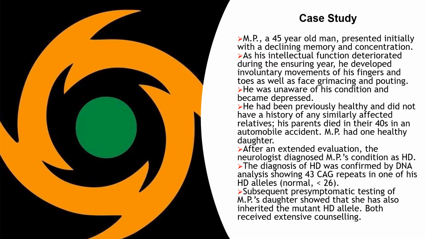After extensive evaluation, the neurologist diagnosed MP's condition as Huntington's. The diagnosis was confirmed by DNA analysis showing 43 CAG repeats in one of his HD alleles. The normal range is less than 26. Subsequent pre-symptomatic testing of MP's daughter showed that she also inherited the mutant HD allele, and so both received extensive counseling.